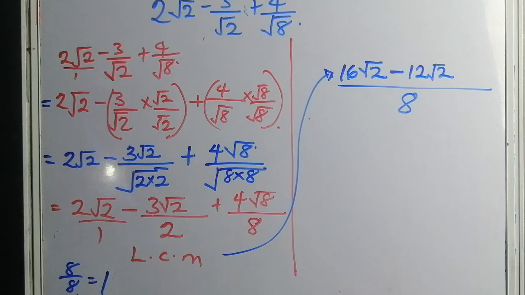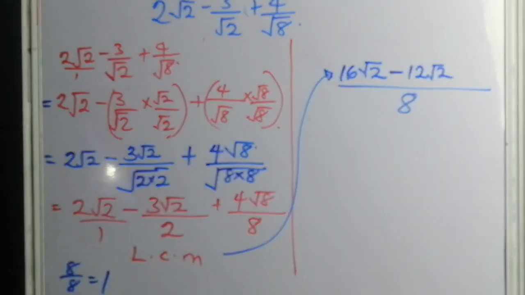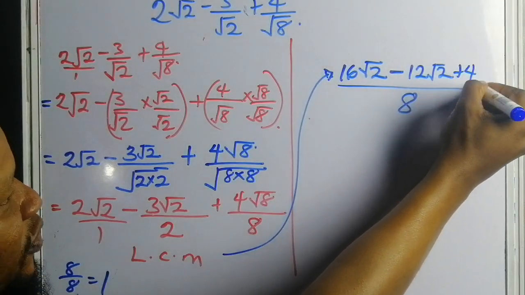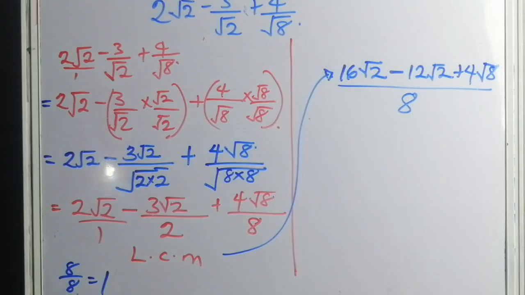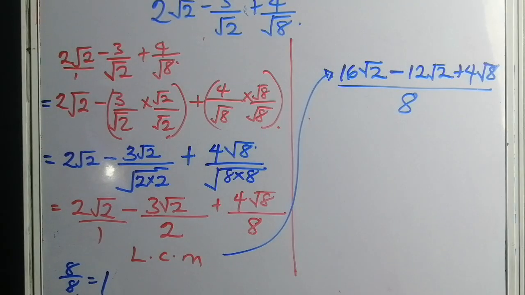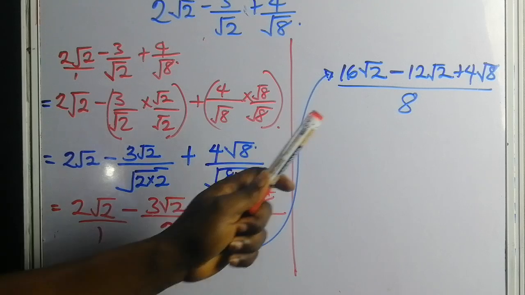So 1 times numerator, that's 1 times 4 is still what? 4. So the same thing as saying 4 root 8. You can see the way we are simplifying. Don't forget, under addition and subtraction in surds, you can only add them if they have the same number inside the square root. So look at this very well.